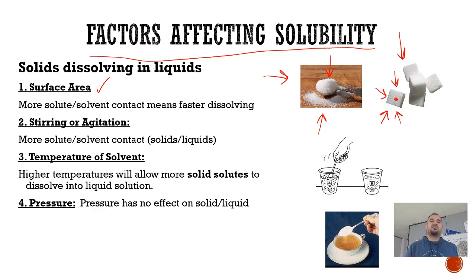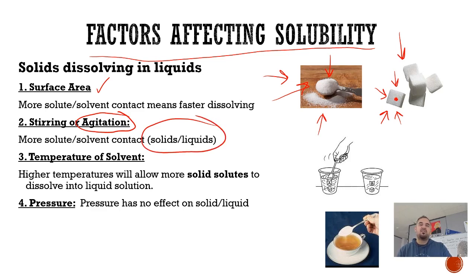The next one is stirring or agitation. Agitation is the word that they're going to use on the test, so you need to know what that means. If you stir something, you're causing it to dissolve more quickly. So if you put this sugar in there and then you stir it, you're just exposing more of the sugar to the water, which makes it dissolve more quickly. So stirring or agitation. Another thing that would apply is shaking a bottle. All of that counts as agitation. And this is true specifically for solids dissolving into liquids.